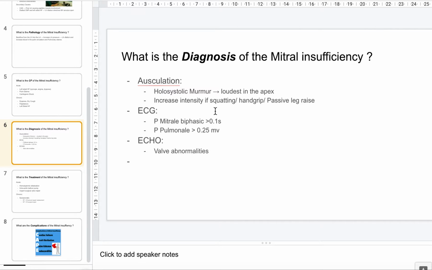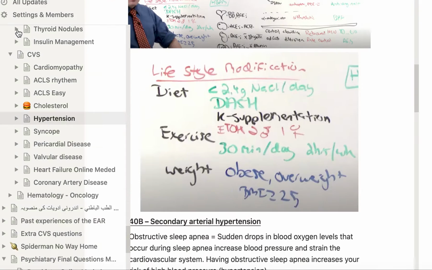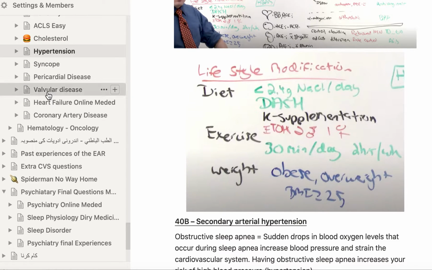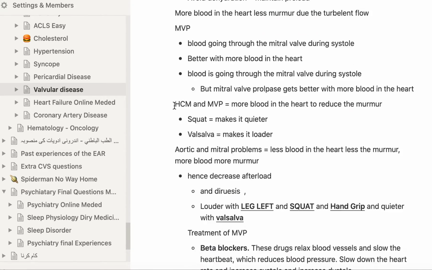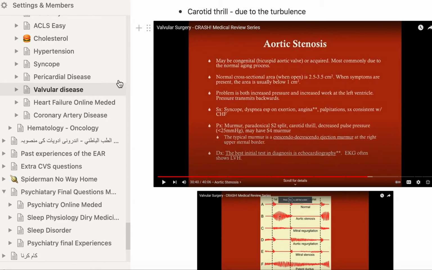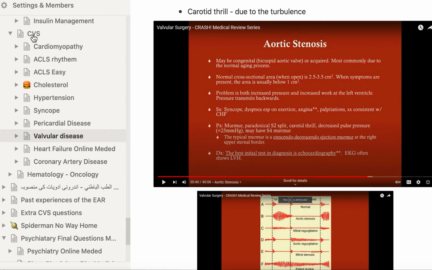So you might be wondering, why the increased intensity? Well, basically what happens when we squat? When we squat, we're basically increasing preload. By increasing preload, it would increase the amount of blood in the heart. And when the blood in the heart is much more, the valves will no longer be touching each other, and when the valves no longer touch each other, the murmur will be quite reduced.